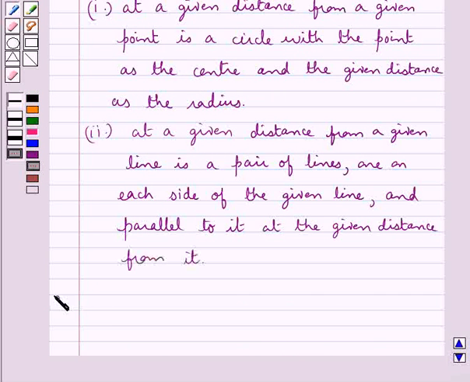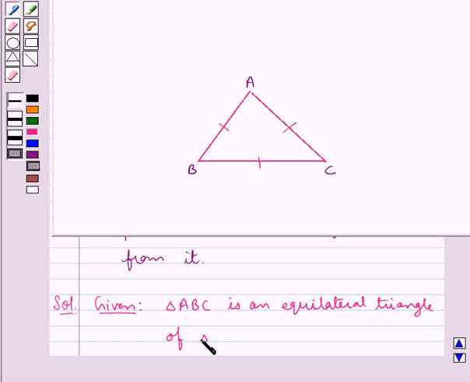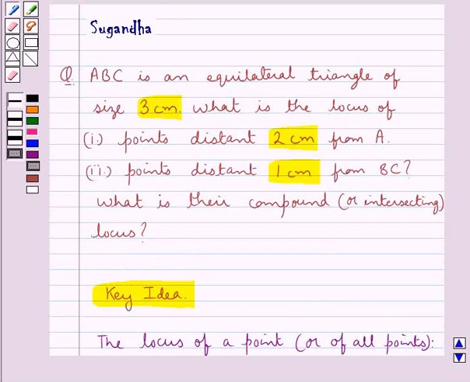Let's proceed with the solution now. We are given this triangle ABC, which is an equilateral triangle of size 3 cm, that is, all its sides are equal and are of measure 3 cm. We are supposed to find the locus of points distant 2 cm from the point A.